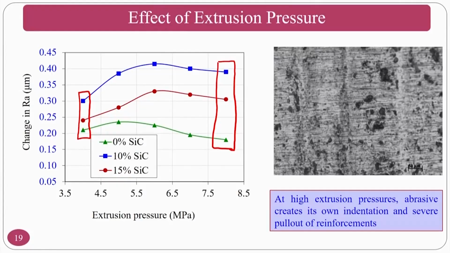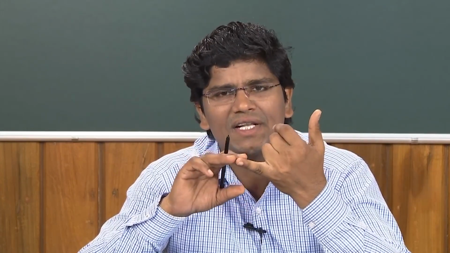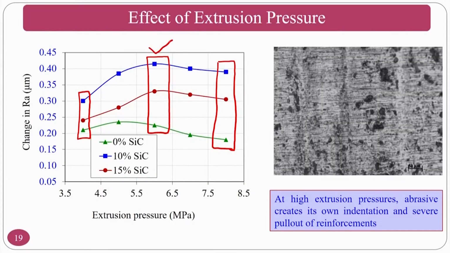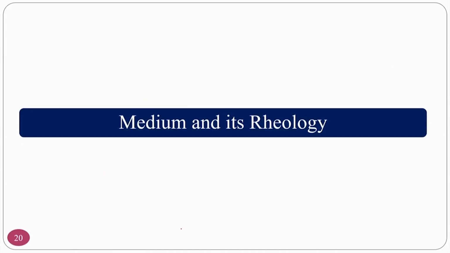If you have the optimum amount, normally what you get is good abrasion because of a low amount of indentation as well as proper shearing, because of which you achieve a good change in roughness. So, the medium and its rheology play a major role, that is what I was telling you.